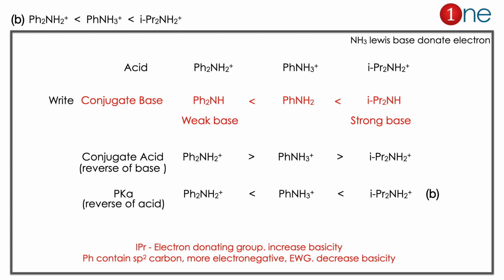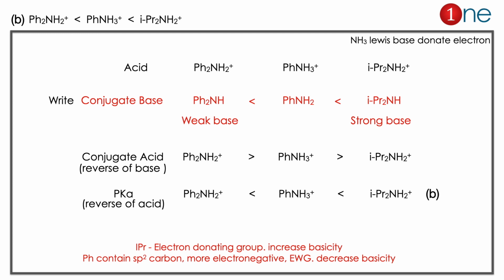Second thing, phenyl. Phenyl is a destabilizing factor. What really happens is it will withdraw the electron from the system because it is an sp2 hybridized carbon. So the more phenyl, the weaker the base will be. So the conjugate acid will be the reverse of that, and you have to reverse it for pKa. So the acidity trend is similar to the conjugate base. So for the value of pKa, Ph2NH2+ is the least one, then PhNH3+ and isopropyl NH2+. So the answer is clearly B there.